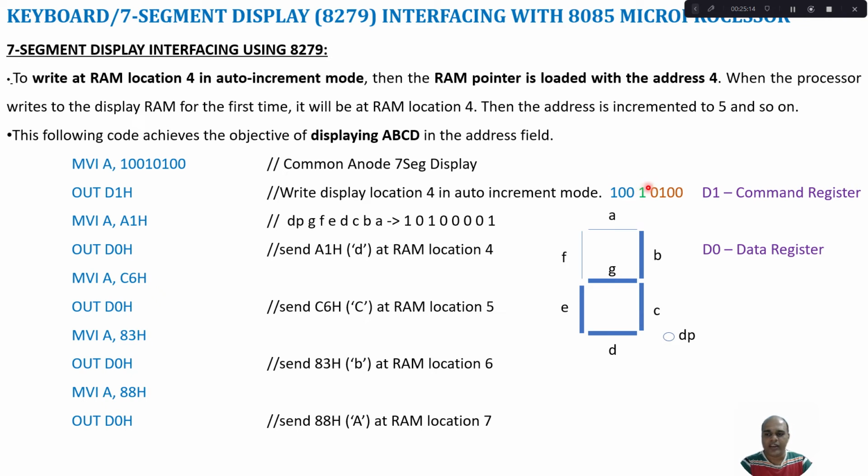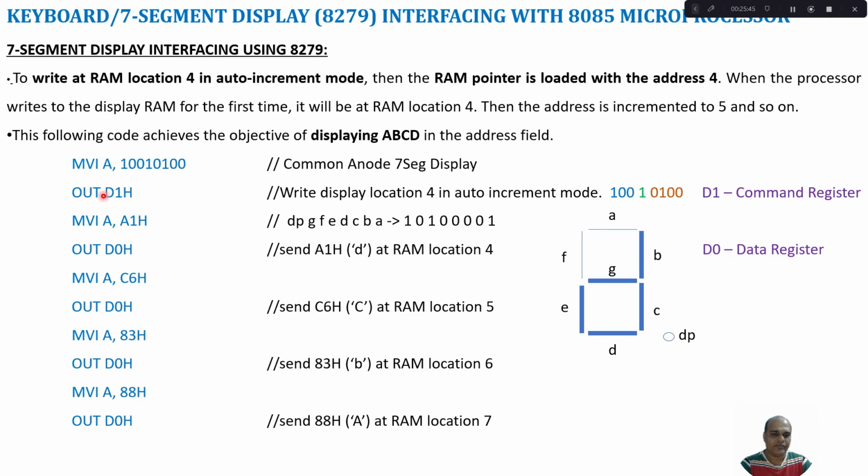Then the next bit indicates it's auto increment mode. Then 0100 represents address location 4. So the CPU is going to write data onto address 4, and after writing it, it will automatically increment to 5. So we move this data to the accumulator. From the accumulator, we send it to D1, where the 1 represents that it is the command register.